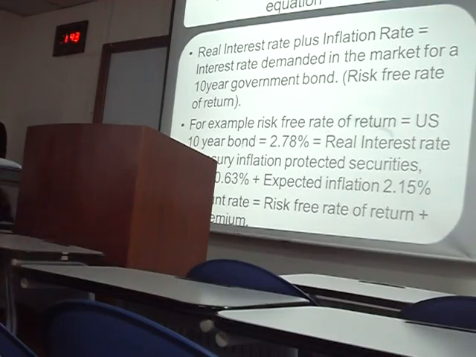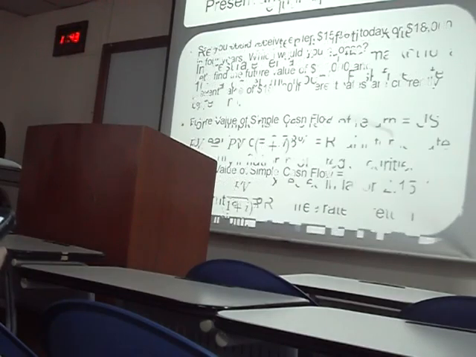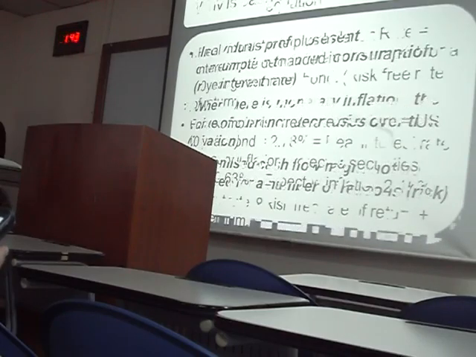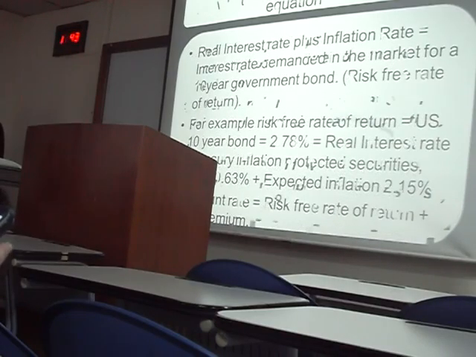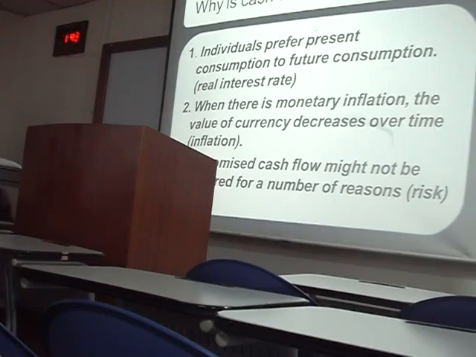Okay? So the discount rate is going to be the risk-free rate of return plus some risk premium. So this is the risk-free rate of return. And then for companies, we're going to have to add on risk. Okay? So do you have any question about that for the moment? These three reasons why money is worth less in the future. Okay, so then let's finish there for today.